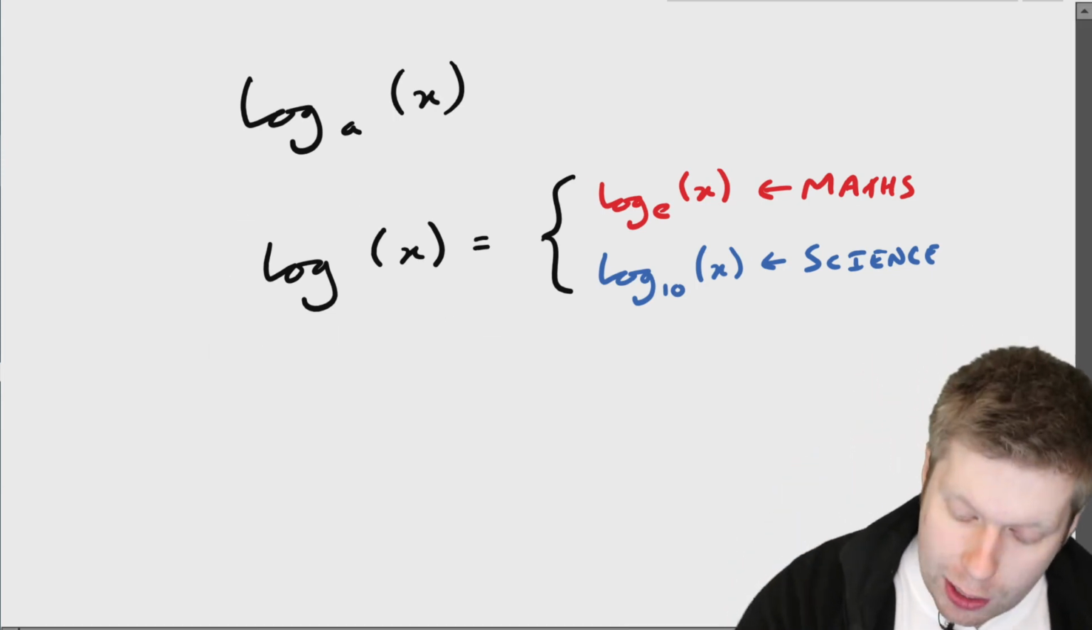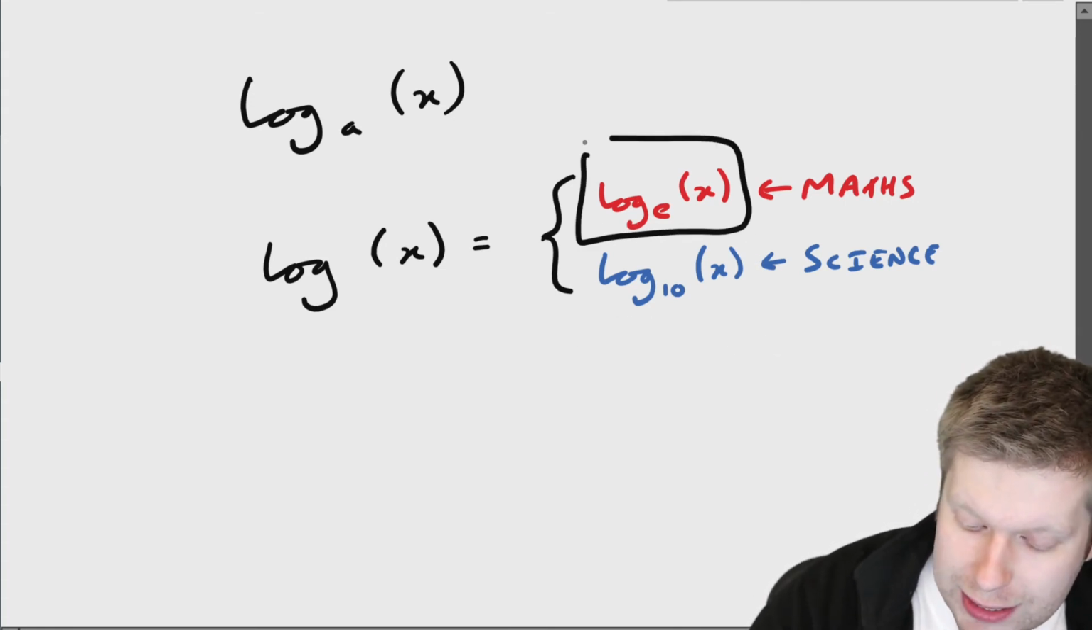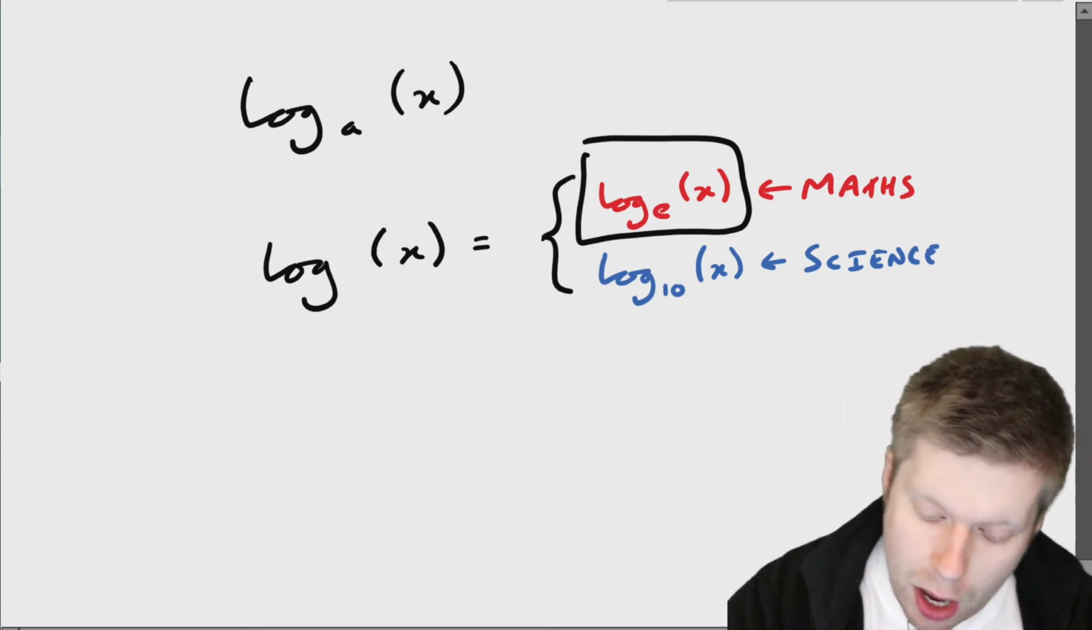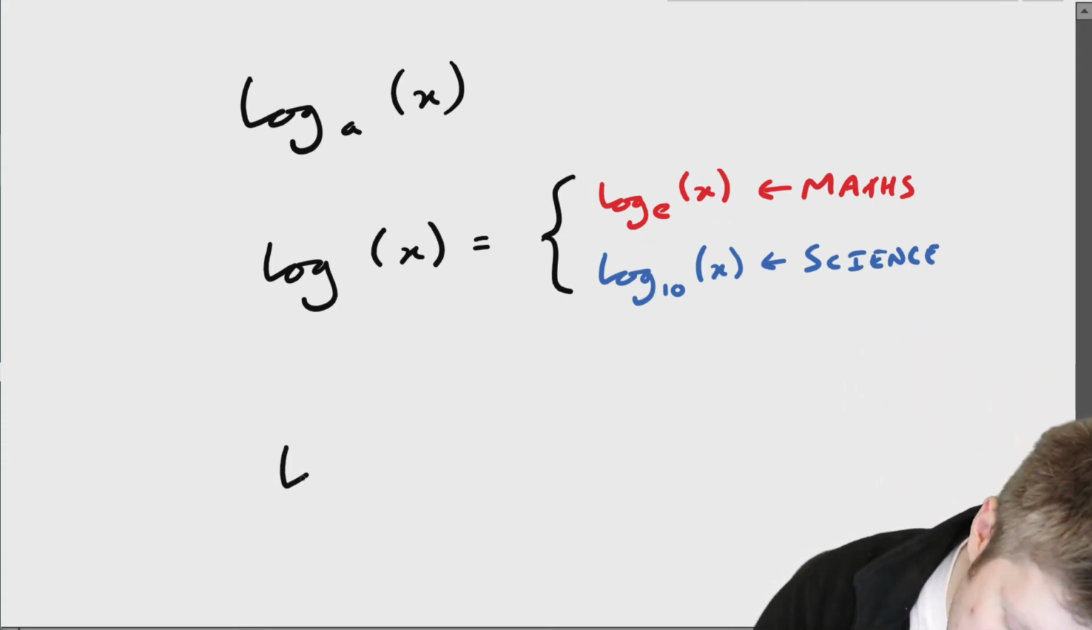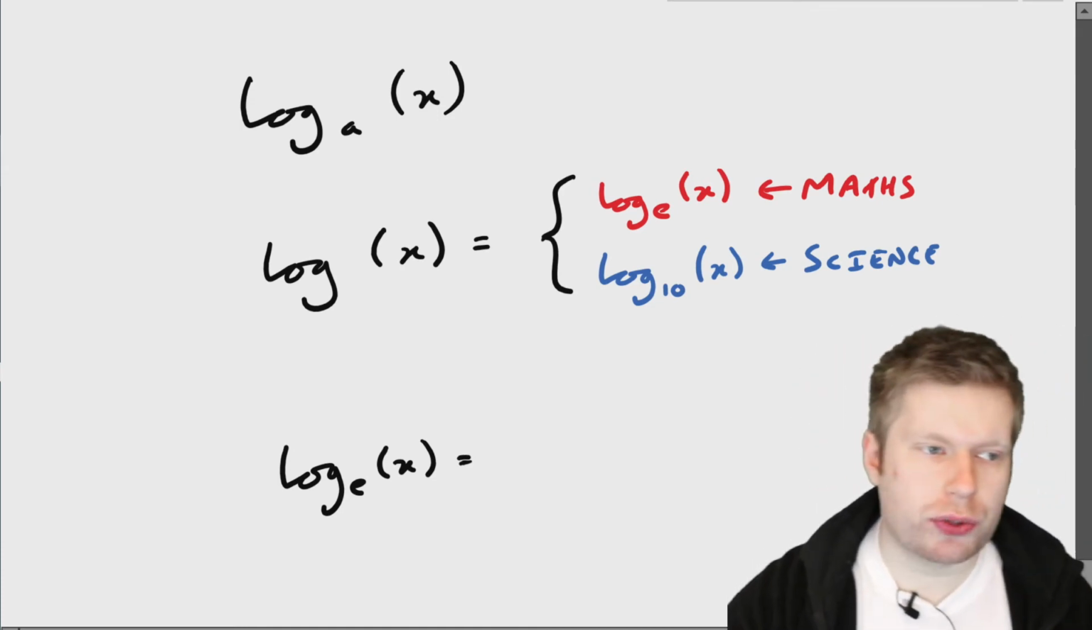Now, if I do want to write down log to the base 10 of x, then I will write that. I could also write down log to the base e of x. So if I actually want that base to be e, I could write down log to the base e of x, but in actual fact, I tend not to write that.